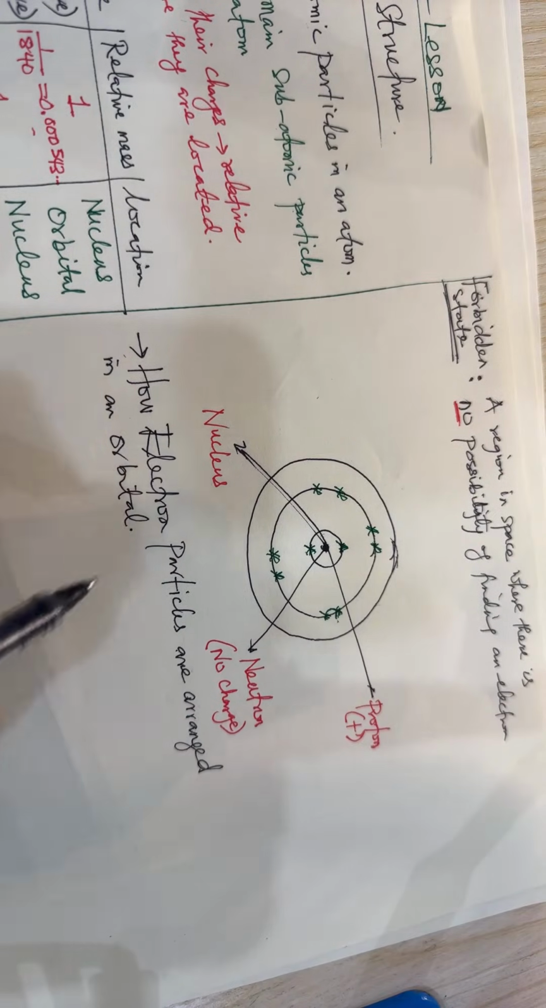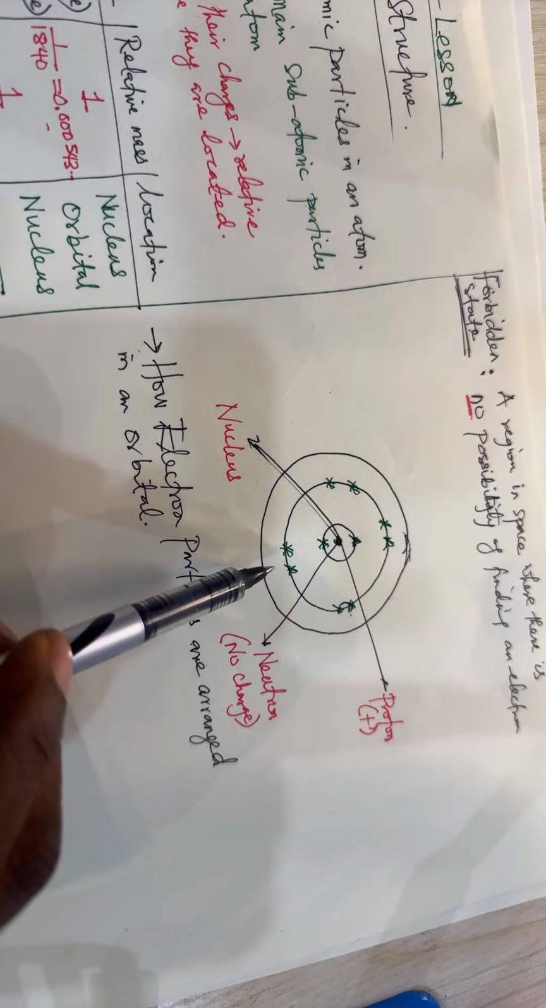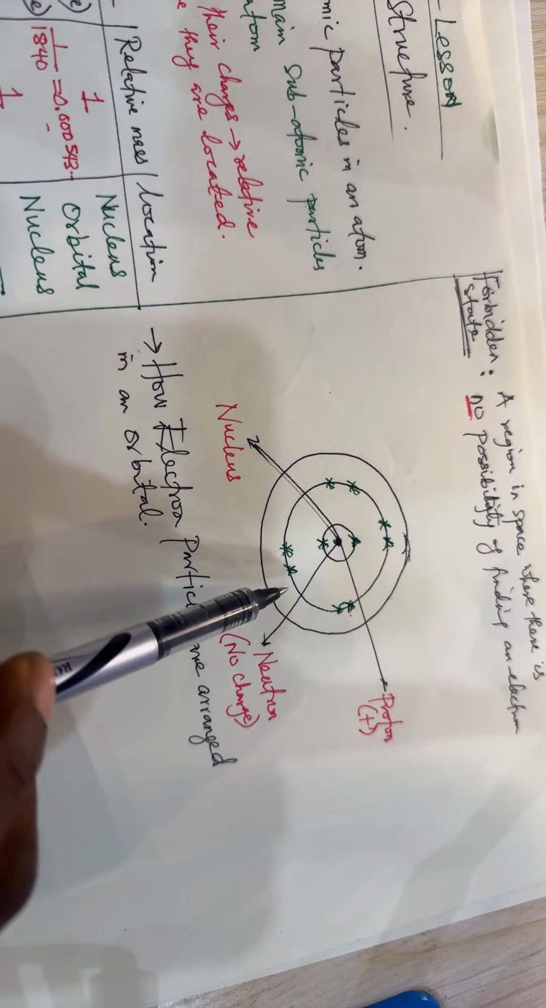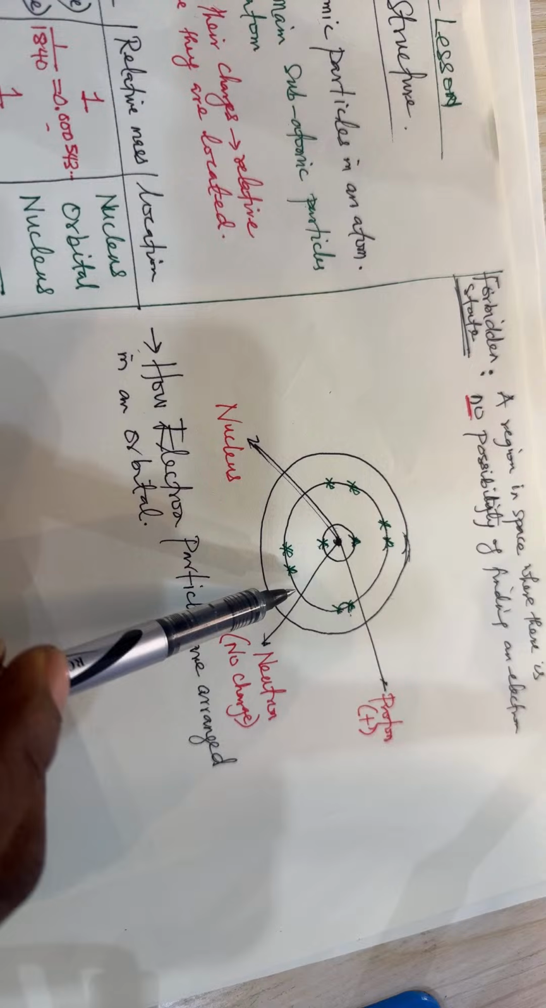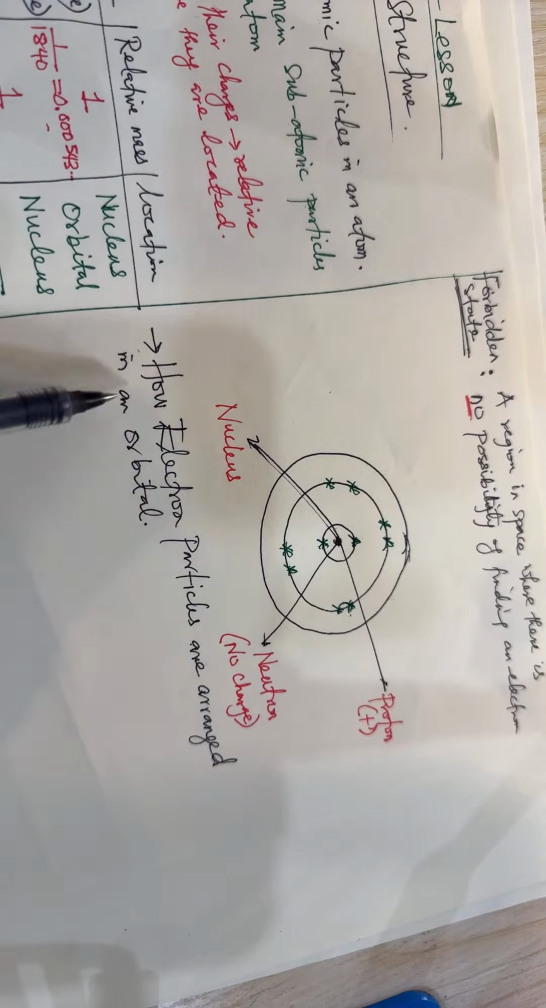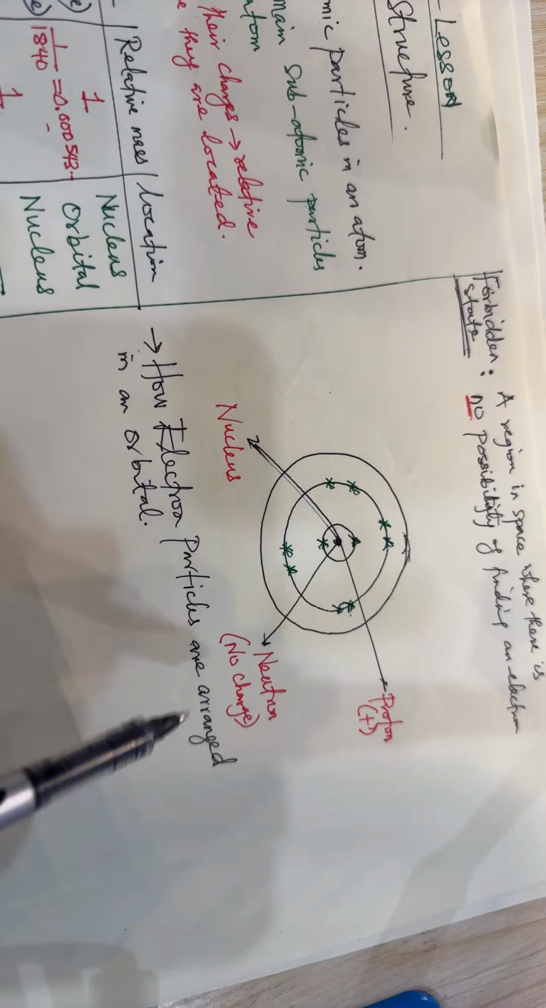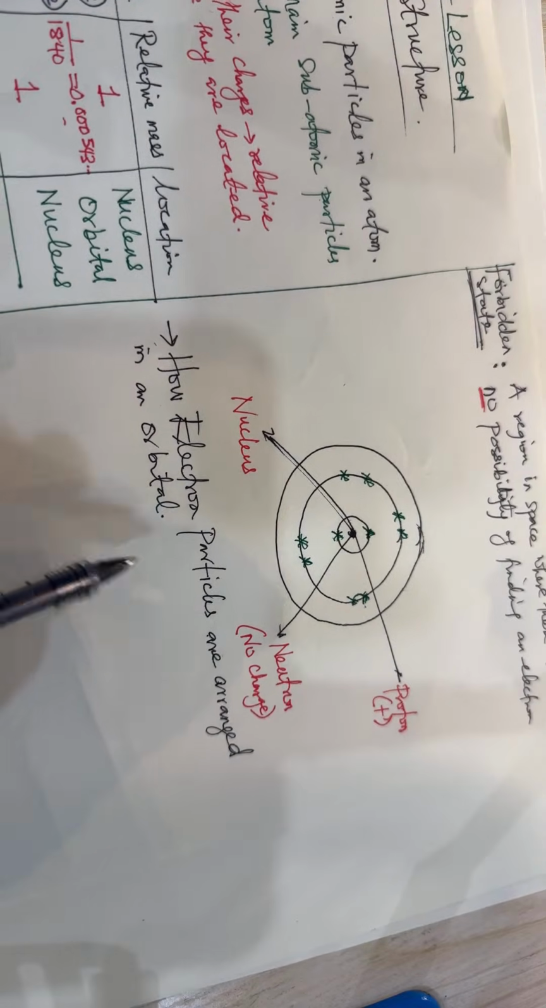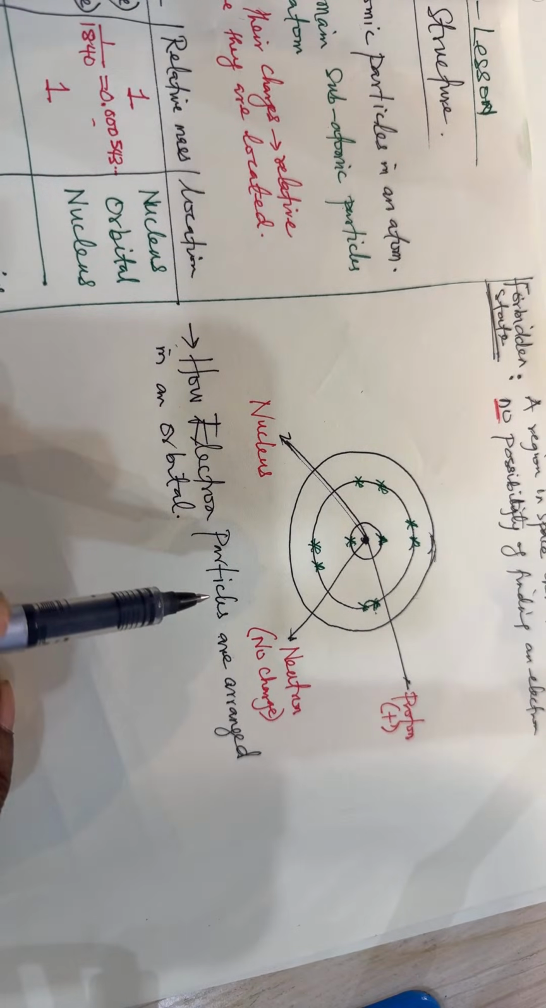How electron particles are arranged. Remember, I've been telling us, an orbital is a region in space where there is a high possibility of finding an electron. Now it's in an orbital. So how do we arrange electrons in this particular orbital? That is what I'm going to be showing you right now.